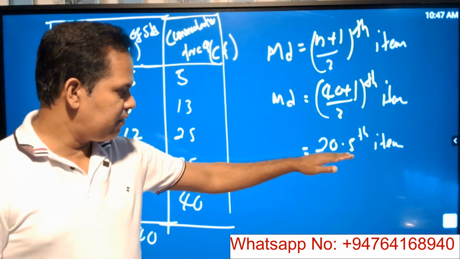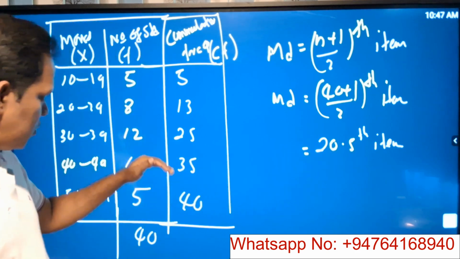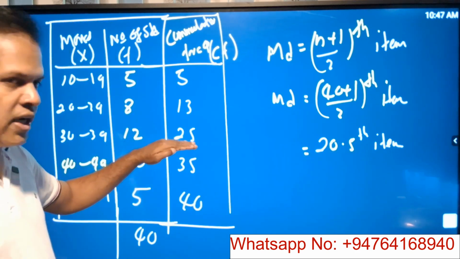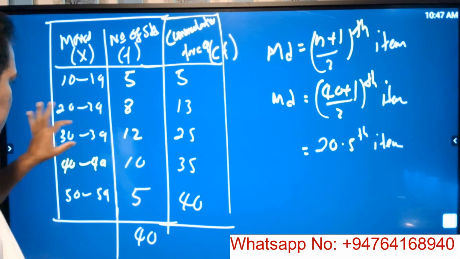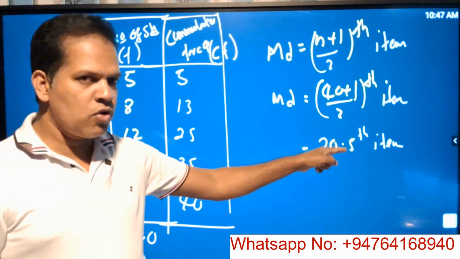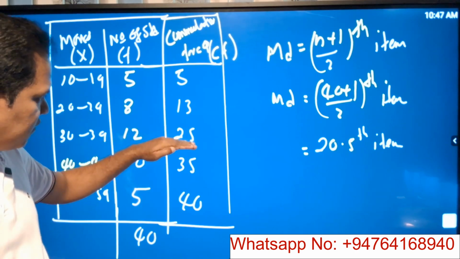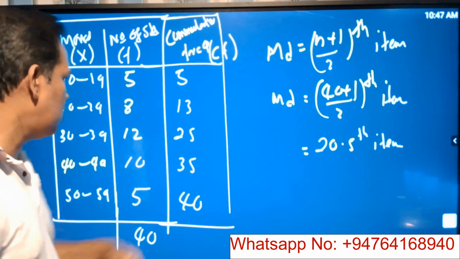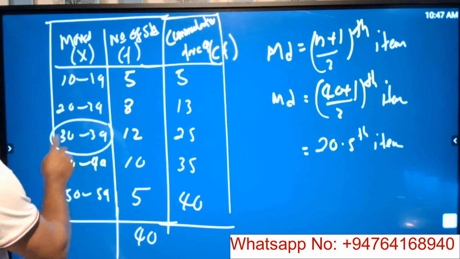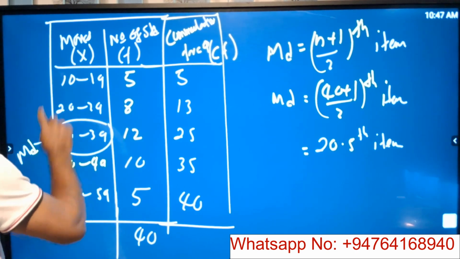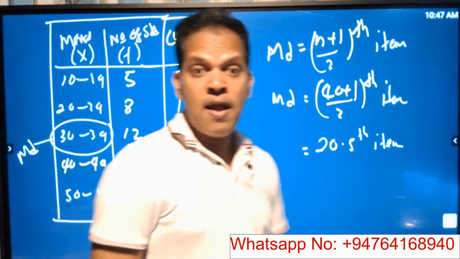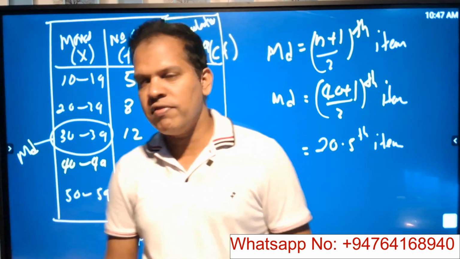Now we are going to find the 20.5th item, but we know the 14th to 25th students belong to this class. This 20.5th is also between the 14th and 25th, so it also belongs to this class. So this is the median class. Now we have found the median class.